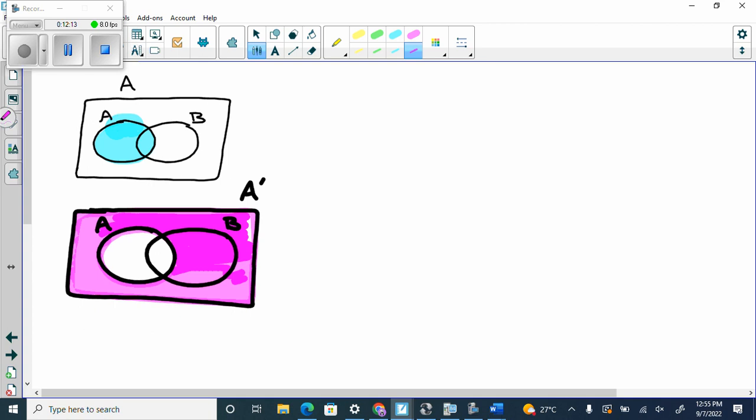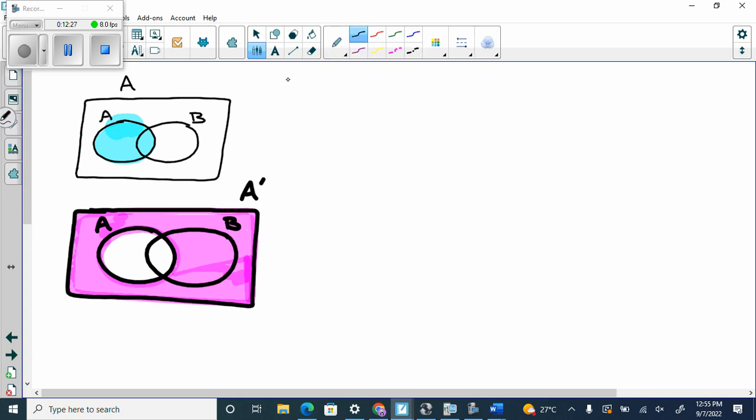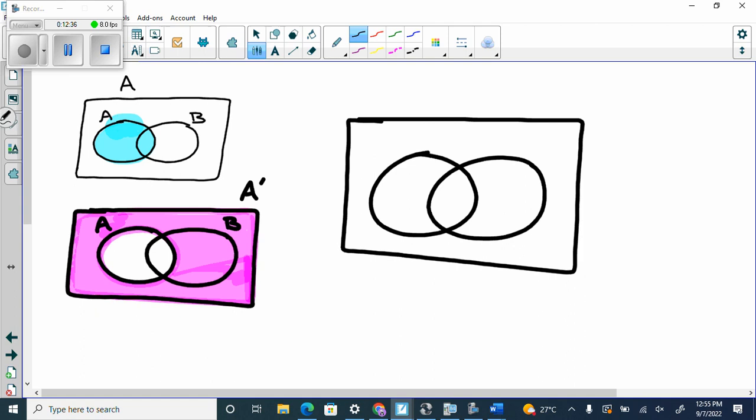So any elements that would be out here, I would list, right? So that was literally everything but what was in A. I would list all the rest of the elements. All right, new one. Shade there.